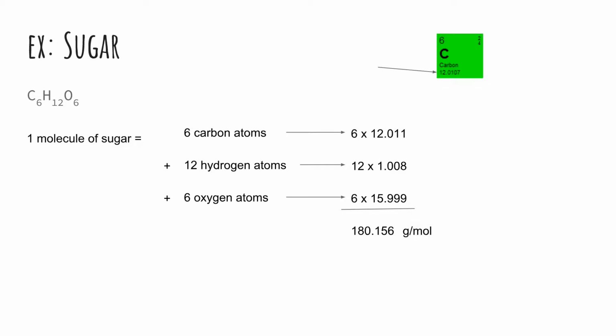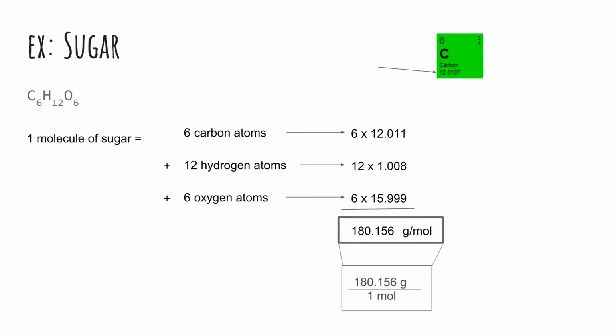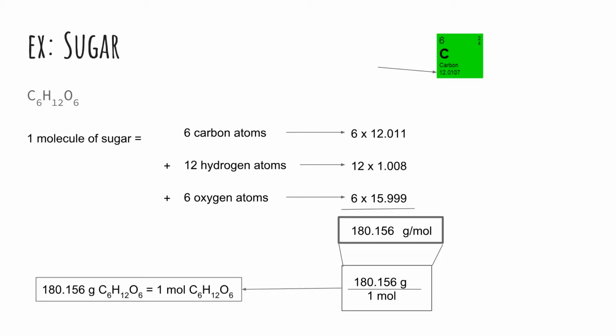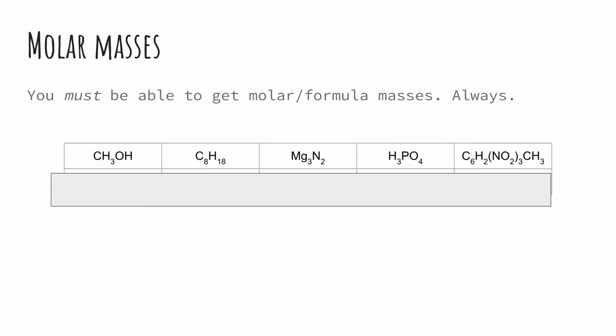Grams per mole. That is to say that every mole of sugar has a mass of 180.156 grams. Or, if you have 180.156 grams of sugar, it's the exact same thing as having 1 mole of sugar. So, you must be able to get from the numbers on the periodic table to the formula mass, or molar mass, of any chemical formula. It's an essential thing that is going to follow you through the rest of the semester of chemistry. Get good at it now.